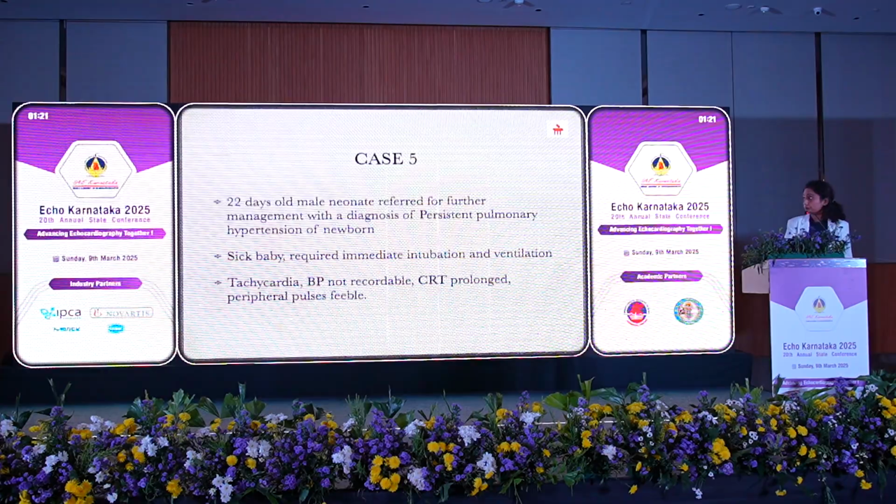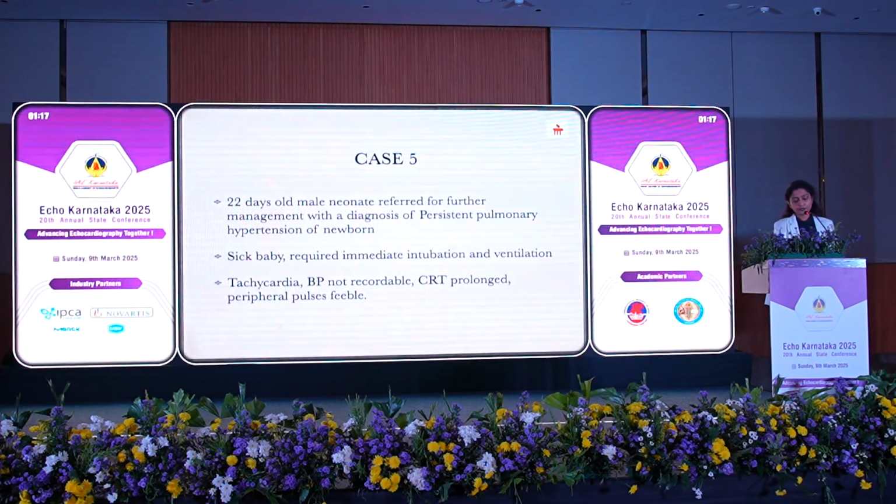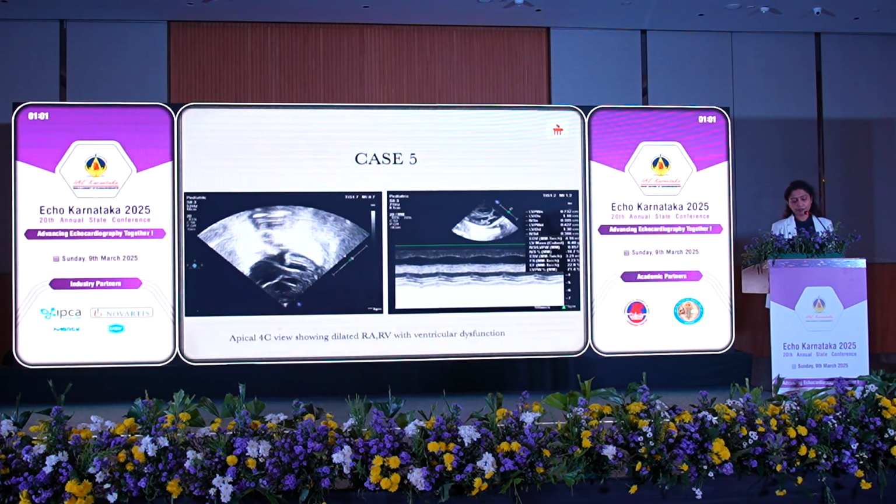Do I have time? One more. So I think I may have discussed this in this forum previously, but this was again a 22 days old male neonate referred with a diagnosis of PPHN. So this was a very sick baby, who immediately required intubation and ventilation. Baby was tachycardic, blood pressure was not recordable, CFT was prolonged, and peripheral pulses were feeble.